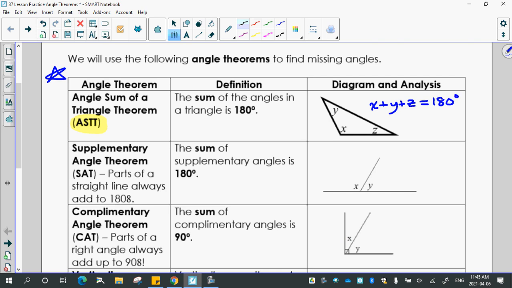Okay? There's also the supplementary angle theorem, which we've already used today. Short form is SAT. Parts of a straight line always add up to 180, and that should be a degree sign. And that just means that when you divide up a straight line, the different parts of it add up to 180. In this case, you could write that x plus y adds up to 180 degrees.